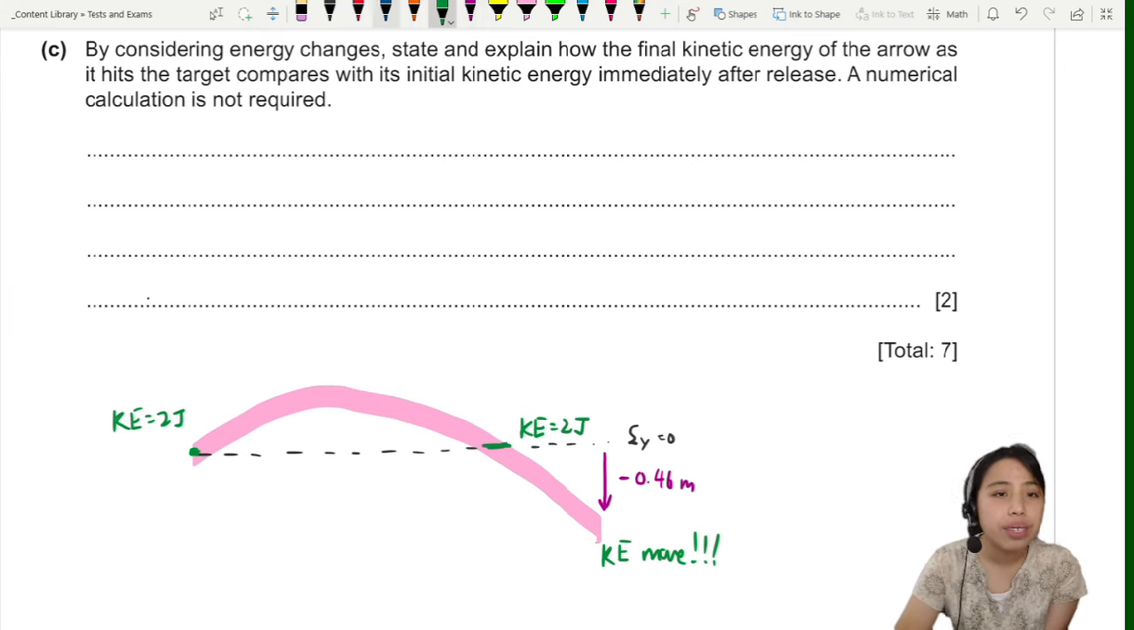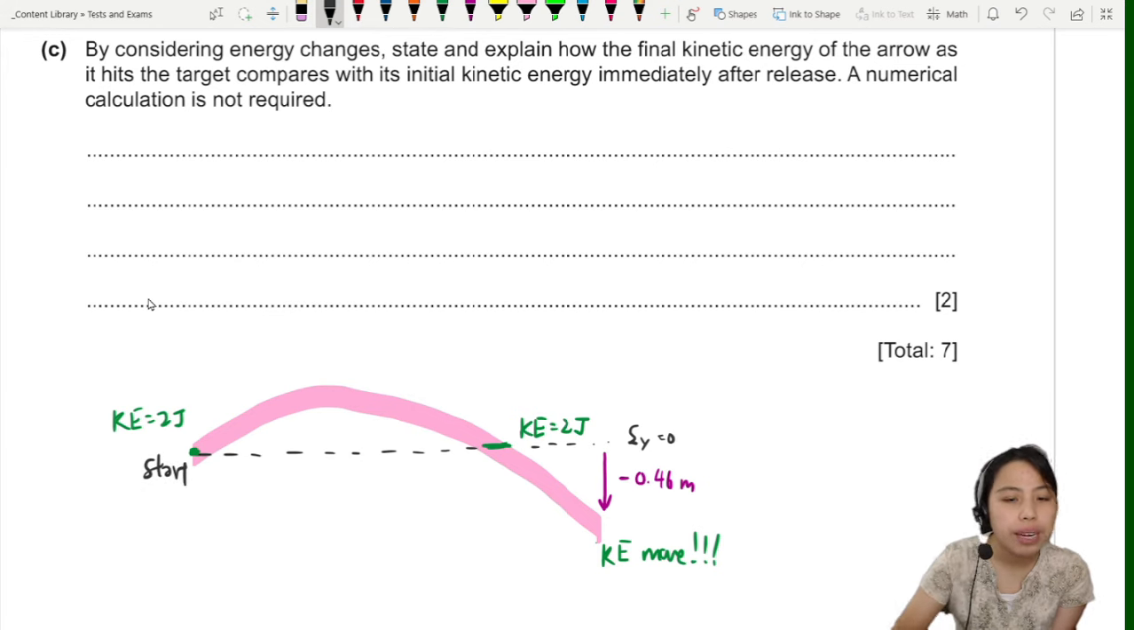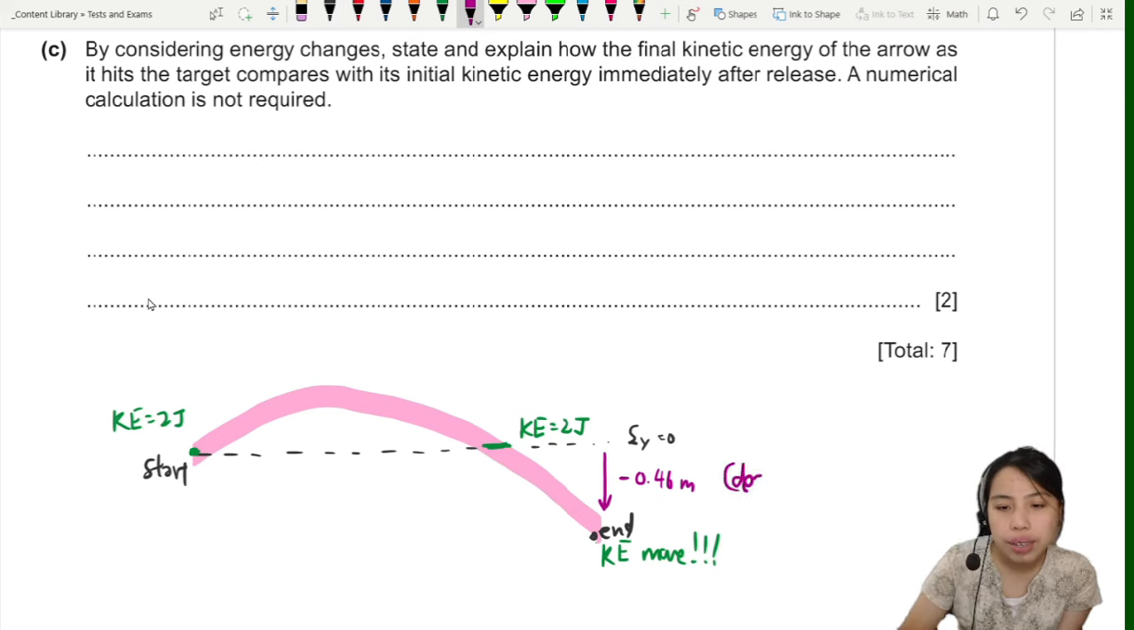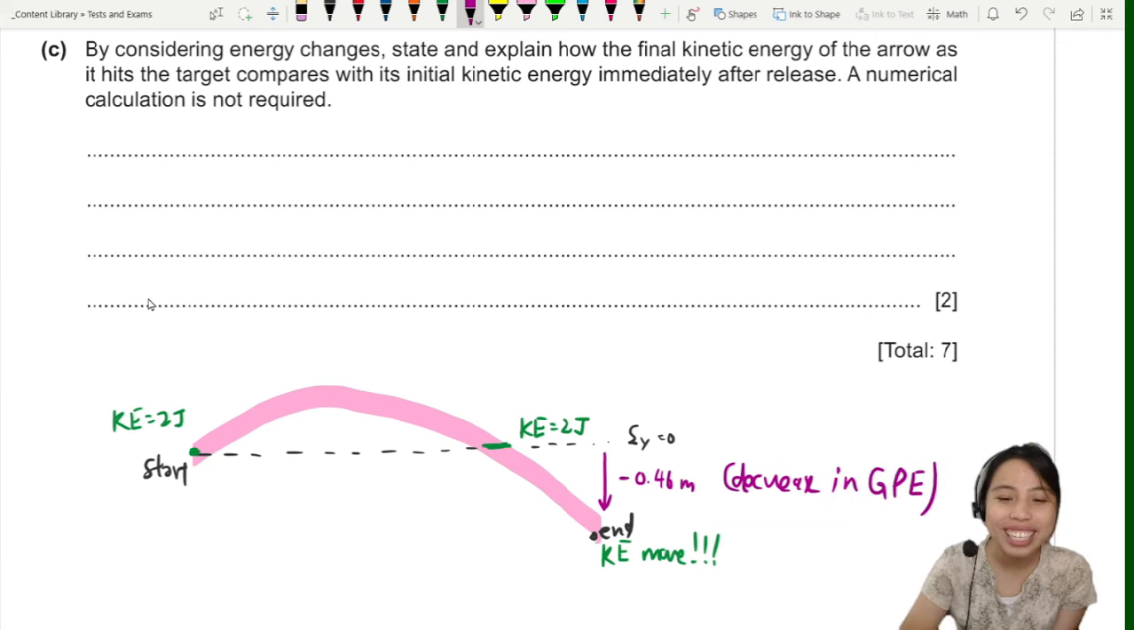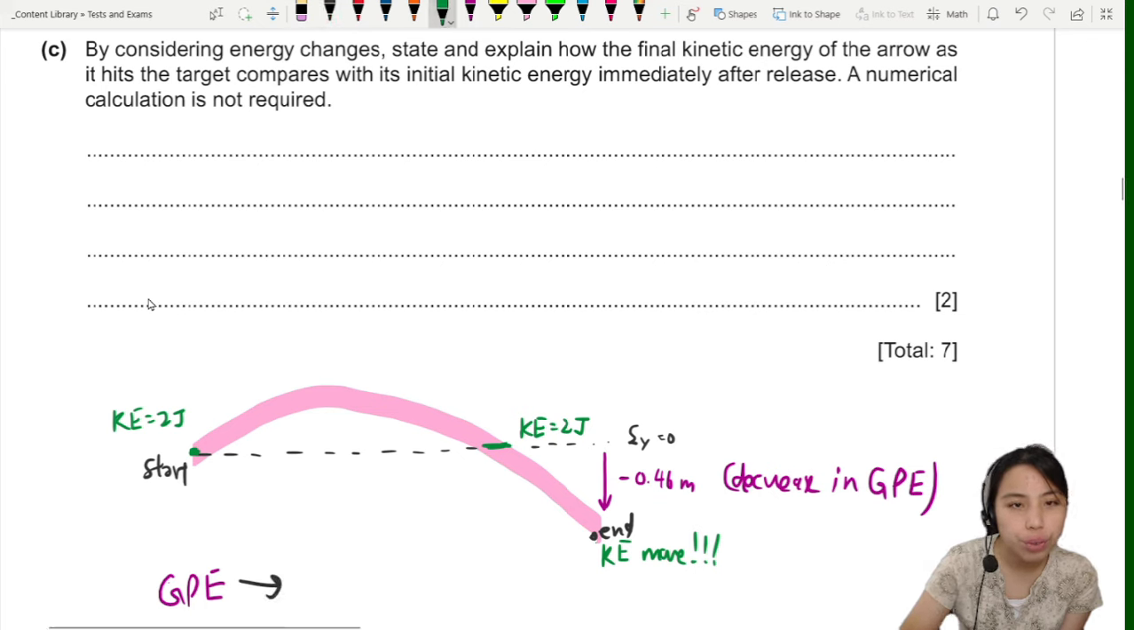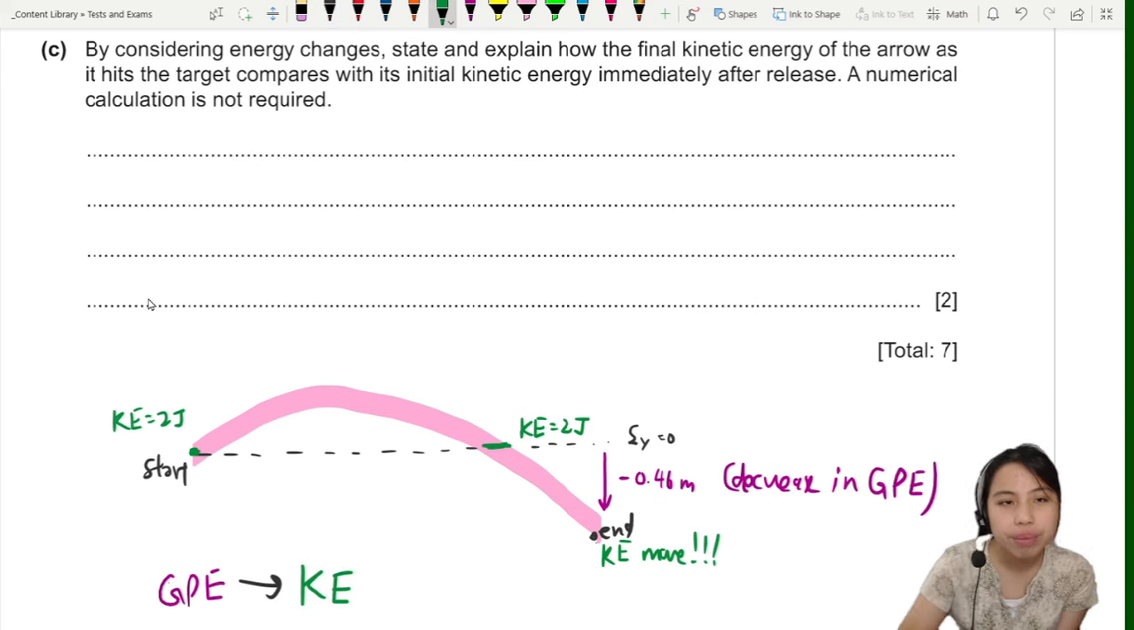Okay, so in this case, I think we can call this our start and end point down at the bottom. And overall, because of the decrease in height, there is a decrease in gravitational potential energy. Where did the energy go? To kinetic energy. So in this whole process, I'll write that down, GPE is converted into kinetic energy. So there should be more kinetic energy because you start here, but you go lower than that.